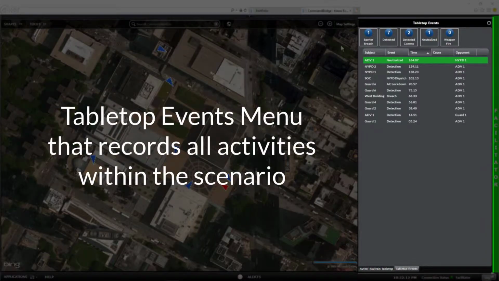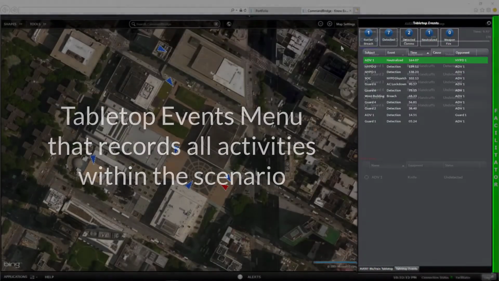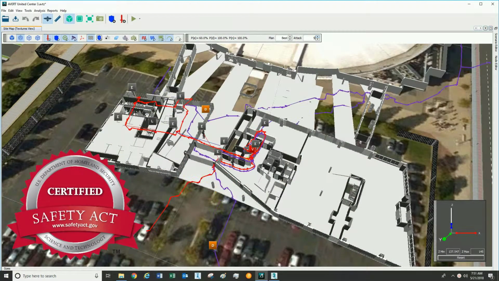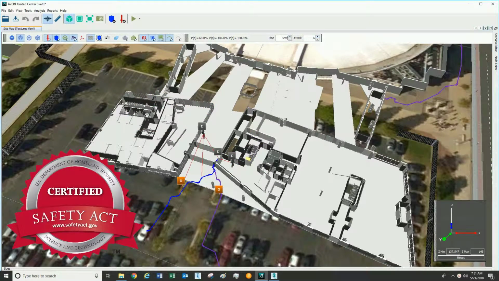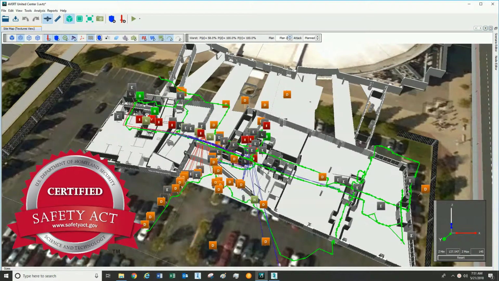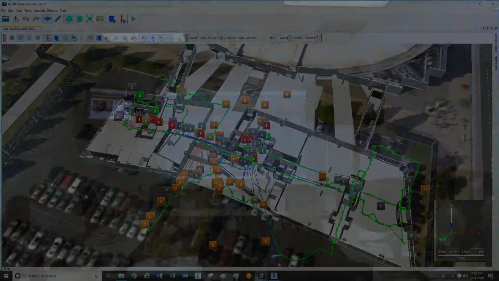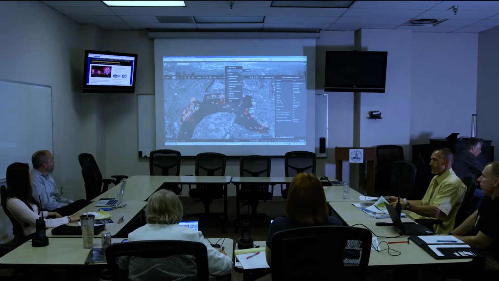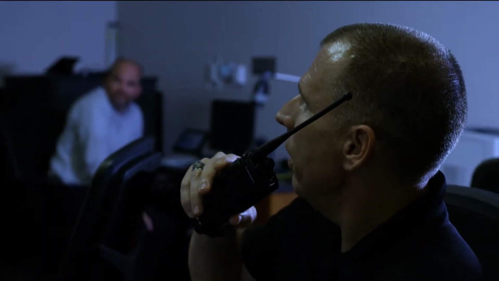The following two exercises demonstrate a scenario where a known person of interest enters a campus carrying a suspicious bag. The scenarios are first simulated in the D.H.S. Safety Act certified AVERT modeling and simulation engine. Participants in the tabletop are prompted to make decisions at key decision points, and the AVERT engine is used to simulate the impact of each decision.